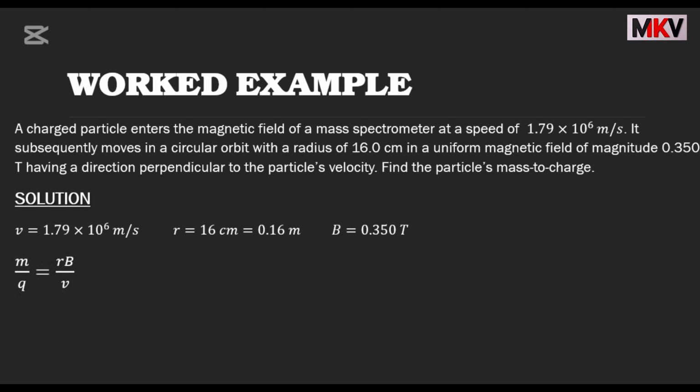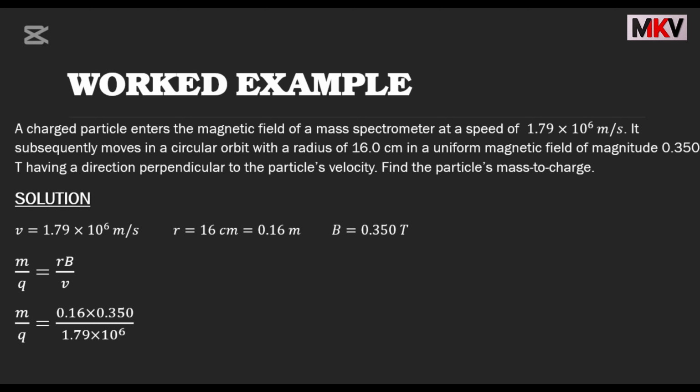So the mass to charge ratio equation is m/q equals r times B over v. So we want the mass to charge ratio, which is m/q. Therefore, we do our substitutions. We substitute our radius, which was 16 centimeters. So we convert 16 centimeters to meters, and we have 0.16 meters. Then we substitute the magnetic field, which is 0.350. Then the velocity, which is 1.79 times 10 to the power 6.